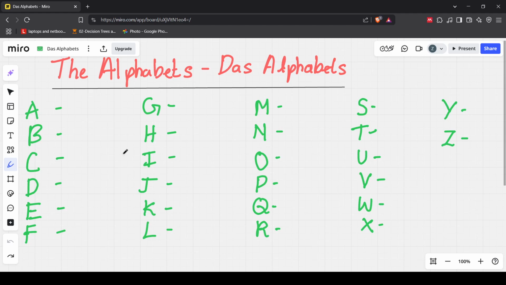As an introduction, I'll introduce you to the letters used in the Deutsch language. The letters are basically similar to the English alphabets, only a few pronunciation changes are there. Like in the case of A, this is pronounced A. This is B.